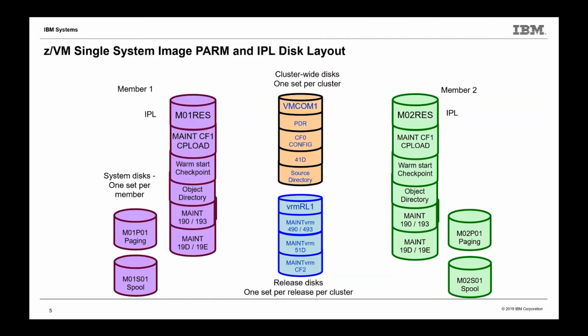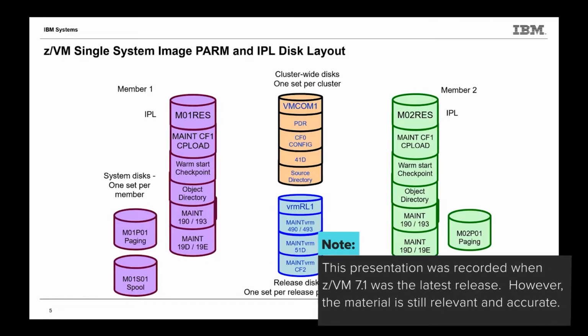Now we also show paging and spool volumes here. To be accurate though, the spool volumes are really shared. There is the concept of which system owns them, but all the members in the cluster can get access to the spool volumes. And then also in the center, you see a set of disks on VRM, that's version, release, modification level, release 1 there. And that's where you'll see your user ID volumes like MAINT, where on the current system it'd be MAINT 710, 490, 493, 51D, and CF2 disks.